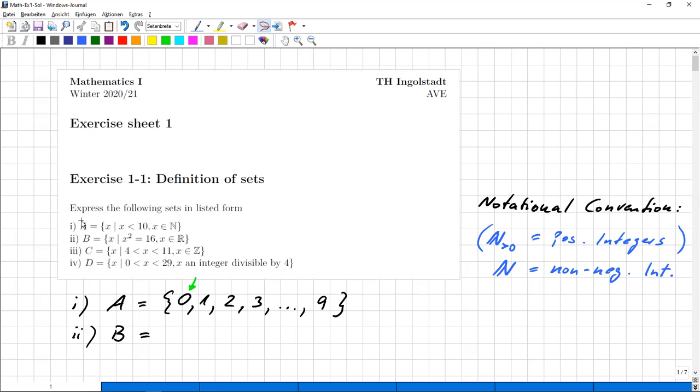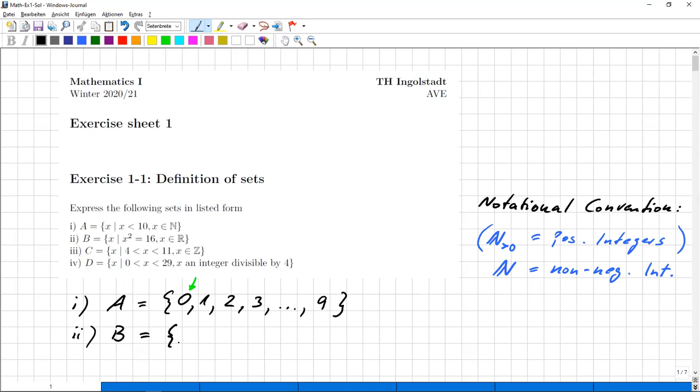The set A is the following, and I would normally put in every single element, but there I used a little abbreviation. Okay, so of course, if x is lower than 10, but a natural number, it starts with 0, and then in ascending order, we have 1, 2, 3, and so on till 9. That's fine.